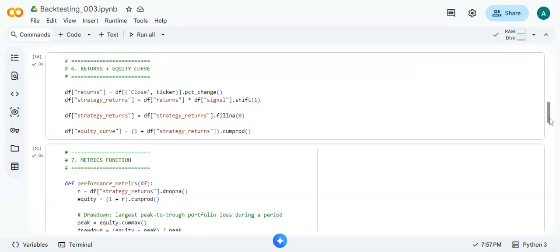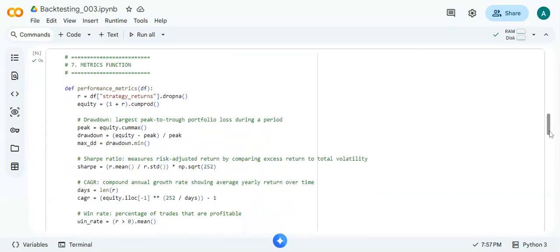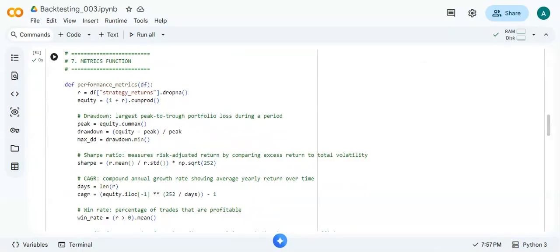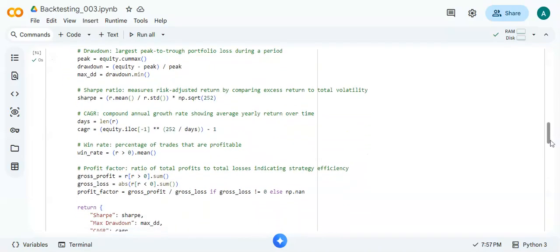Okay, so we should go. Here, in this block of code, we are going to see the metrics function. Here we use again drawdown, Sharpe ratio, compounded annual growth rate, and win rate, as well as profit factor, right? So these 5 key ones should be enough to say whether the strategy works for some assets, or which assets are actually worth considering for this strategy in particular, right?